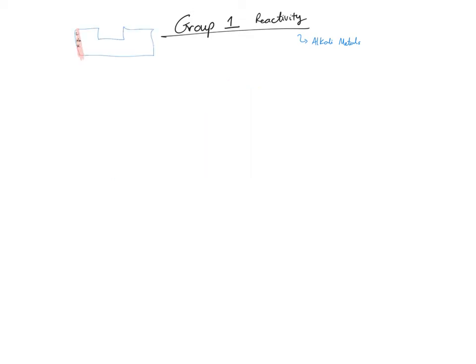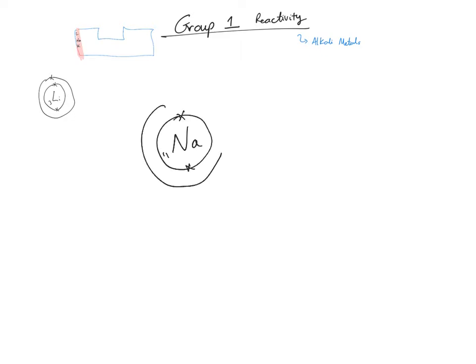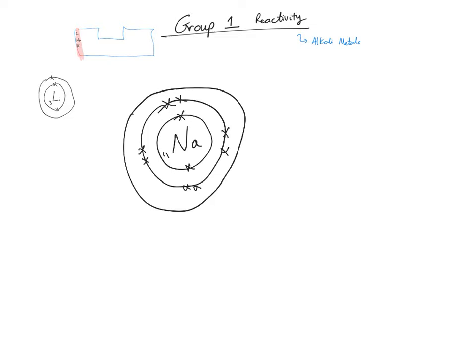Whenever we talk about reactivity, we talk about electrons. So let's draw the electron configurations for lithium, sodium and potassium. Lithium has 3 electrons, so 2 in the inside ring and 1 on the outside. That makes it group 1. Next up, sodium. It has 11 electrons, so 2 in the first, 8 on the next ring, that makes 10, and 1 on the outside. Again, it's group 1.